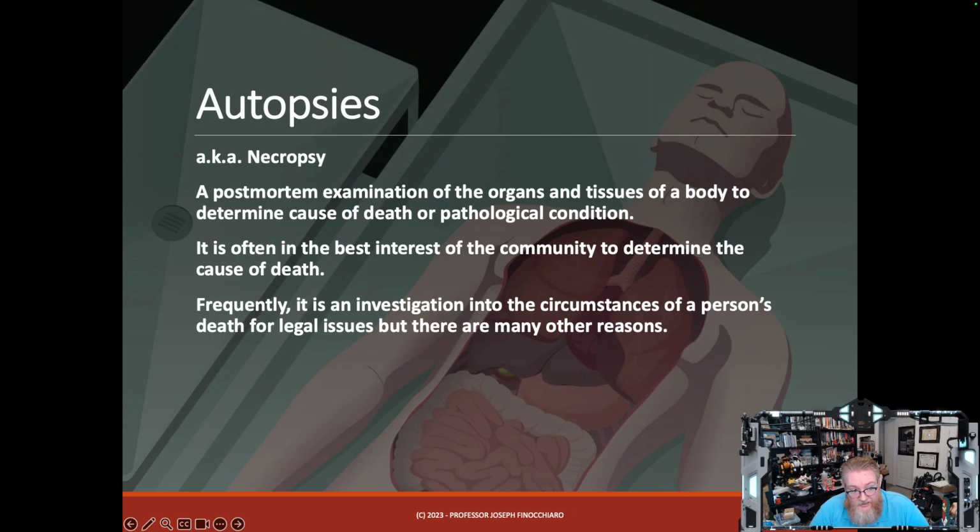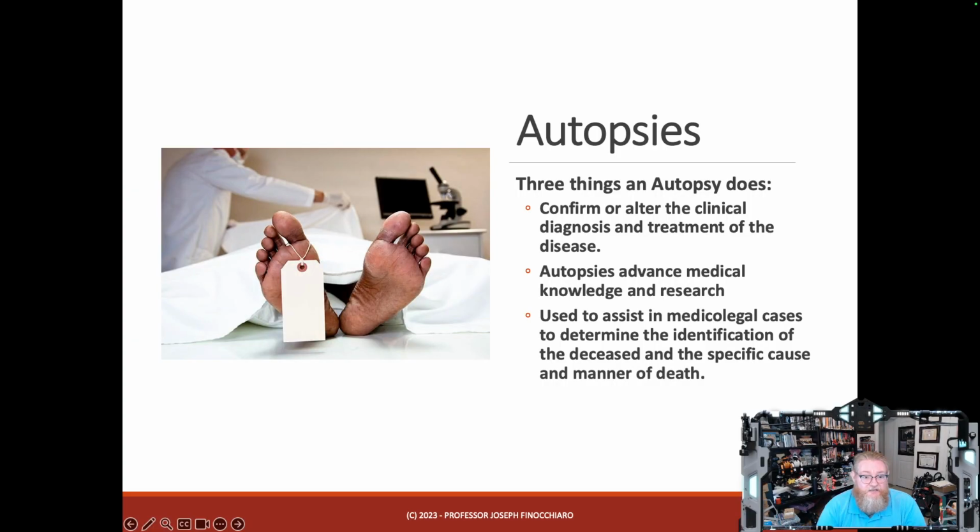Autopsies or necropsies are a postmortem examination of the organs and tissues of a body to determine cause of death or pathological condition. It is often in the best interest of the community to determine the cause of death. Frequently, it is an investigation into the circumstances of a person's death for legal issues, but there are many other reasons. There are three things that an autopsy does.